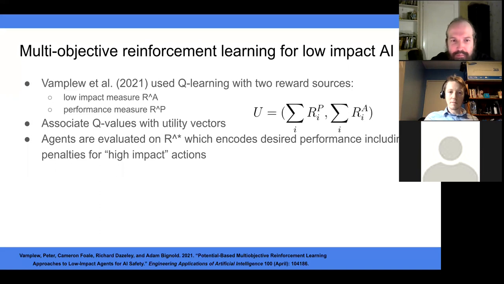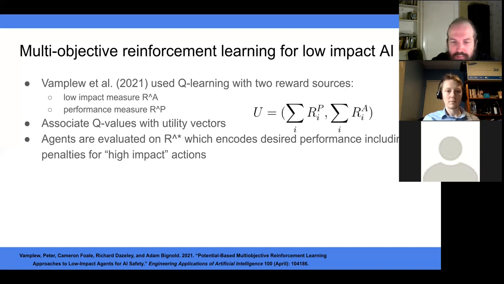Yeah, sure. So basically, what has been done in the reference here from Peter Vamplew is that Q-learning, a common reinforcement learning algorithm, has been used, which was provided with two reward sources instead of one, which is the typical setup. One is a low impact measure, which is called RA, and the other is the performance measure, which basically specifies the agent's goal. And so the utilities that we talked about earlier are directly associated with these Q values. Those are the ones that are provided to the agent, which then bases its decision-making on them.